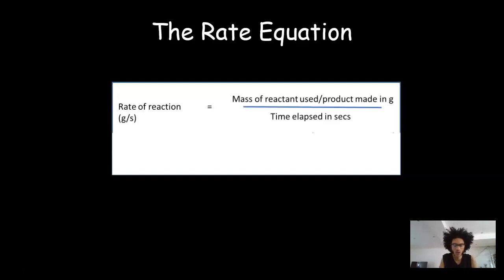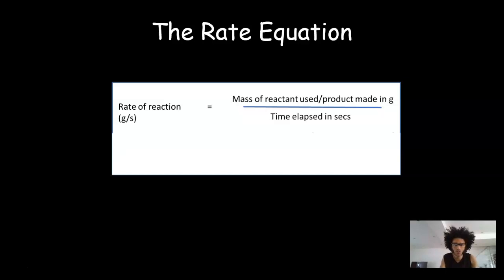The first equation you have to know is that the rate of reaction is the mass of reactant used up or the mass of product that you make in grams divided by the time elapsed in seconds. The units for this are grams per second, because you're measuring how much mass you've either gained as a product or lost as a reactant over time. So you always divide it by time.